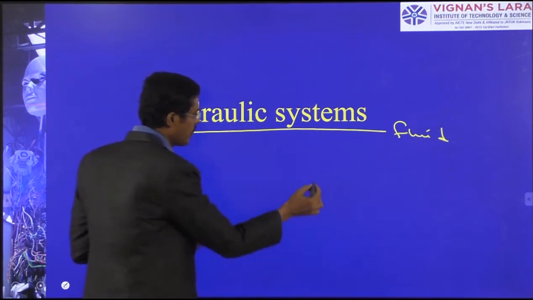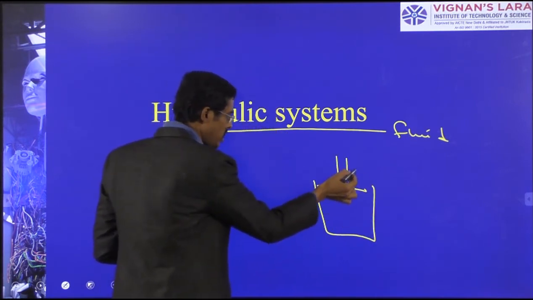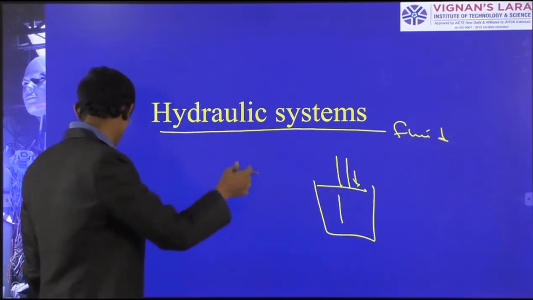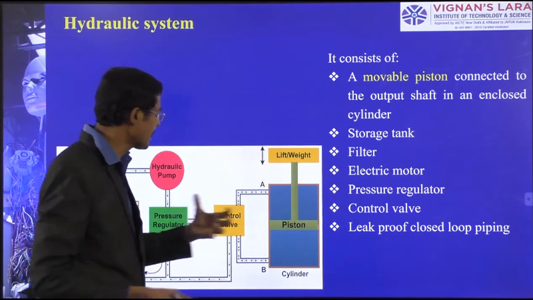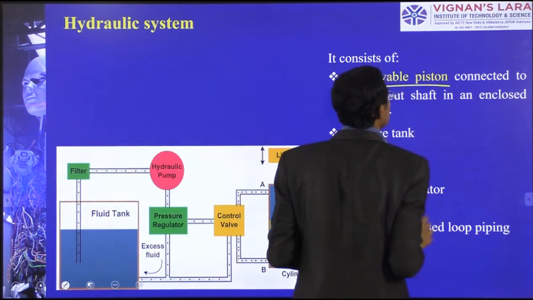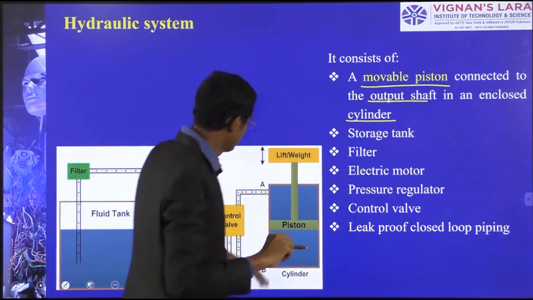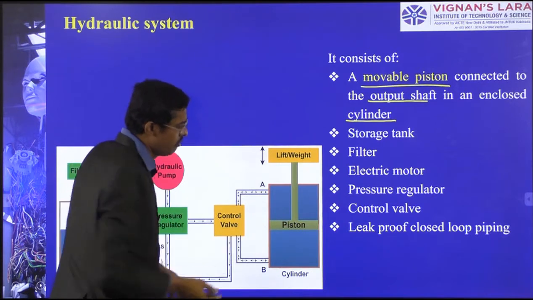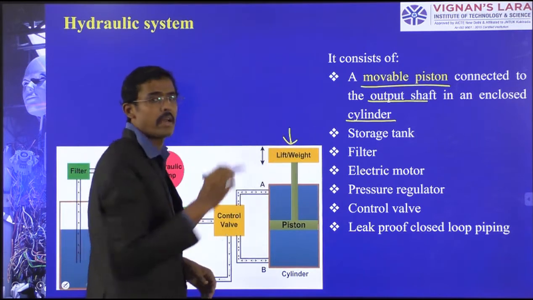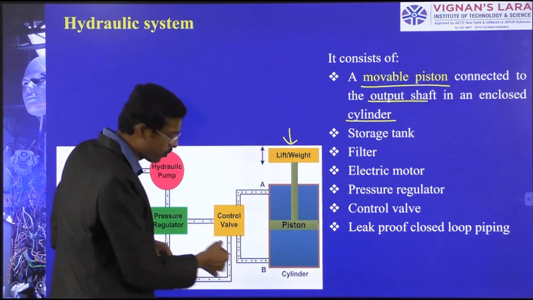In general, we can operate a piston and the ram, which is pressurized here to move. We have studied in the basic fluid mechanics subject the same formula we are going to utilize here. So it consists of the components. It consists of a movable piston connected to the output shaft in an enclosed cylinder. A movable piston enclosed in a closed cylinder moves the weight up and down. Now I am connecting this cylinder and the piston with respect to fluids.